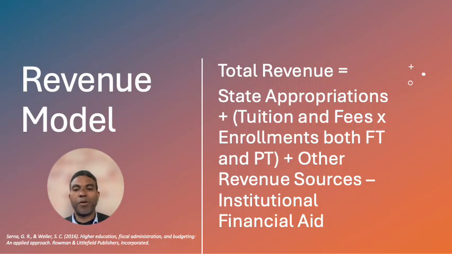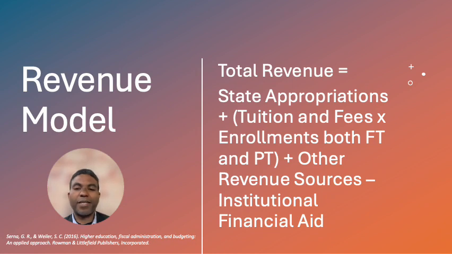Okay, so a model for calculating total revenue. You look at state appropriations if it's a state institution. If it's private, it may or may not be receiving any. There are a few examples where privates do receive state appropriations, but for the most part, they don't.